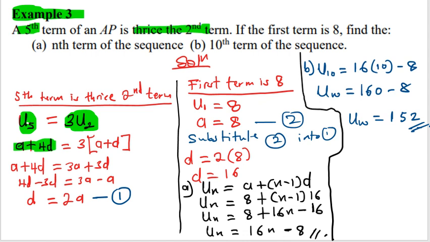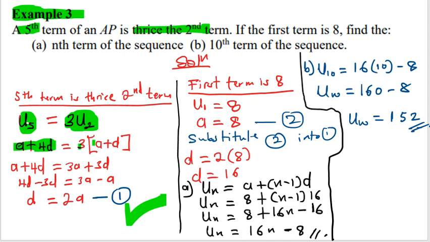Then here we have 3 as a constant out. Then into the bracket, thrice the second term. So your second term is going to be a plus n minus 1 d. 2 minus 1 is 1, so 1d, which is the same as d. So this is my second term. Now we can expand. 3 times a is 3a, 3 times d is 3d. Then we group like terms. When we group like terms, we are going to get d is equal to 2a. So this is equation 1.